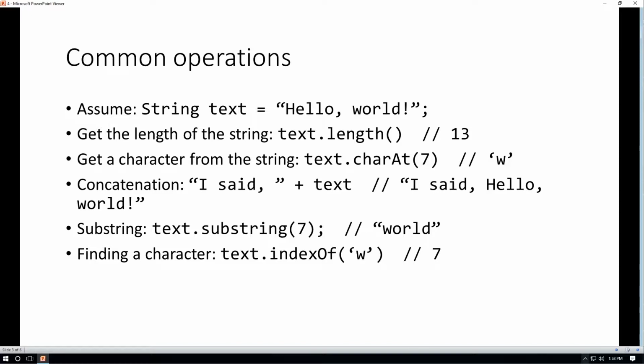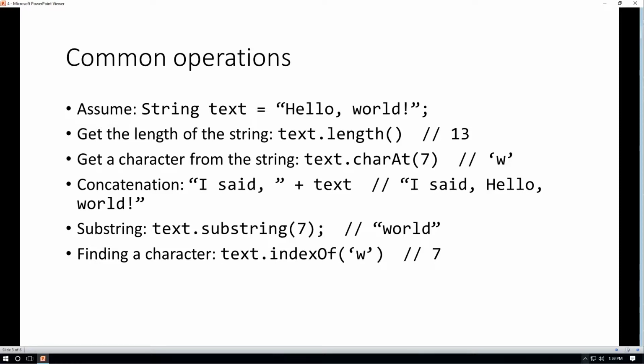Concatenation is the joining of two strings together into a new string that is simply a combination of the two. For example, "I said, " plus text results in a new string, "I said, hello, world", because text has the phrase "hello, world".